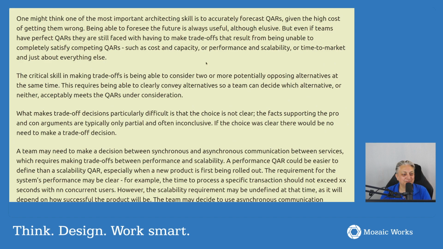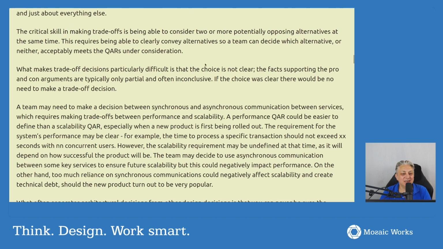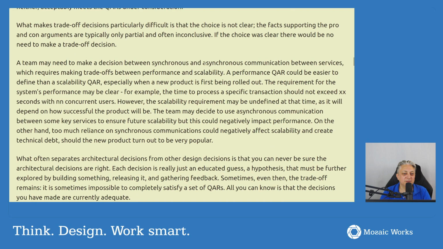That's the question. The critical skill in making trade-offs is being able to consider two or more potentially opposing alternatives at the same time. This requires being able to clearly convey alternatives so a team can decide which alternative or neither acceptably meets the QARs under consideration. What makes trade-off decisions particularly difficult is that the choice is not clear. The facts supporting the pro and con arguments are typically only partial and often inconclusive. If the choice was clear, there would be no need to make a trade-off decision.